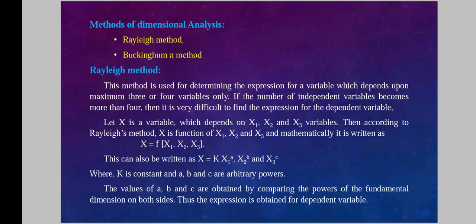Methods of dimensional analysis. For solving dimensional analysis, two methods are employed. One is Rayleigh method and another is Buckingham method. In the Rayleigh method, the values of a, b, c are obtained by comparing the powers of the fundamental dimensions on both sides. Thus the exponents are defined by the dependent variables. If the number of independent variables becomes more than 4, then it is very difficult to find the expression for the dependent variable.